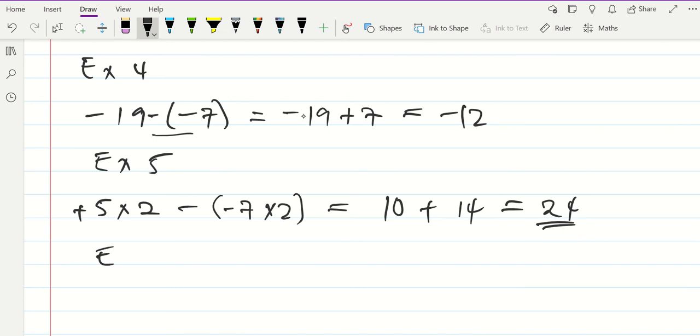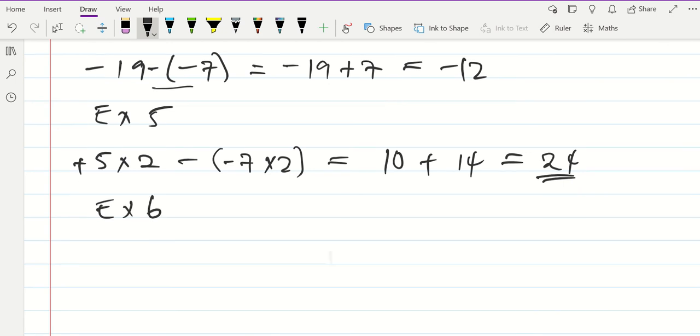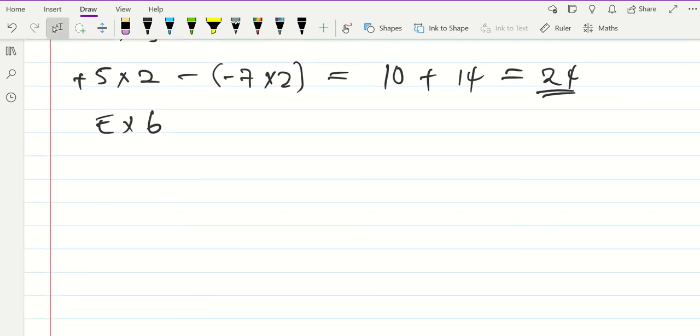So now proceeding to example number 6. I hope so far we are together and you are getting the gist of this whole directed number thing. So let's move on to another example, which is going to be negative 47 minus 16.